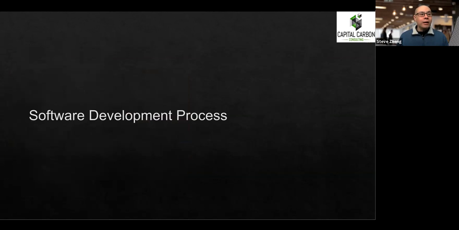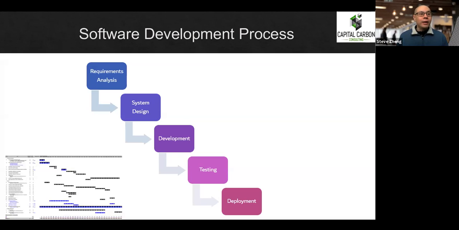Okay, let's start today's session. We will begin with the software development process. Everything starts from the software development process. There are 5 stages in the process: requirements analysis, system design, and after that development, then testing, and at last deployment. It looks good, but not really.